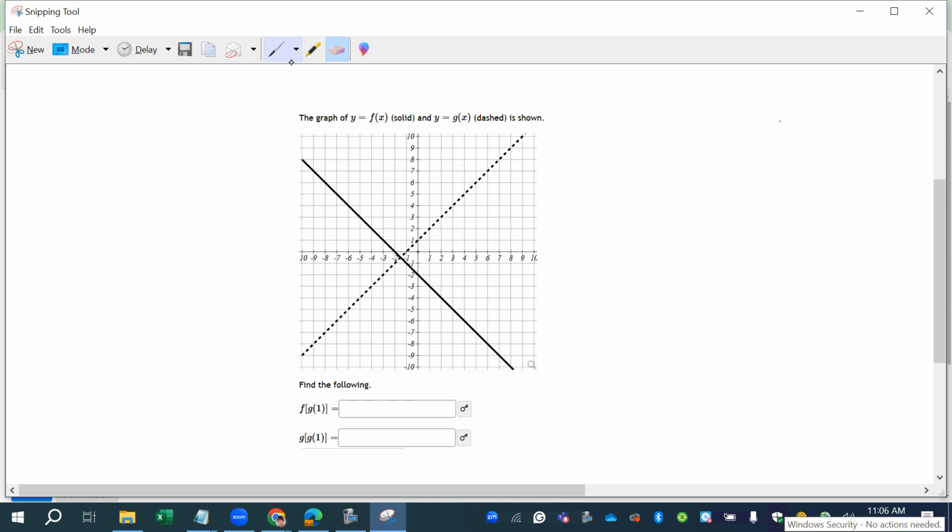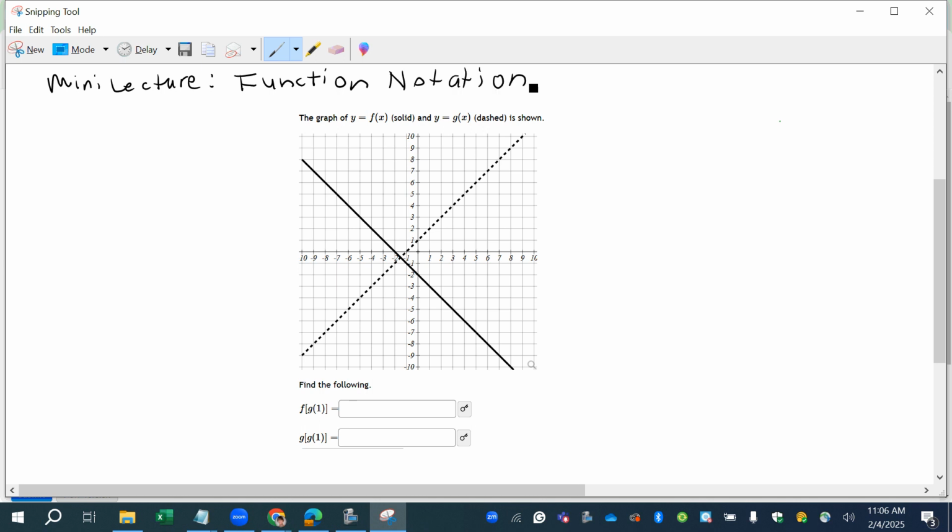All right, I'm going to give you a mini lecture right now. Okay, this is a mini lecture on function notation. So we're going to learn how to read function notation, obviously, and how to apply it using this example.